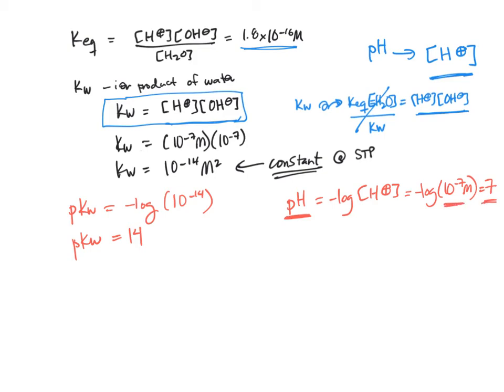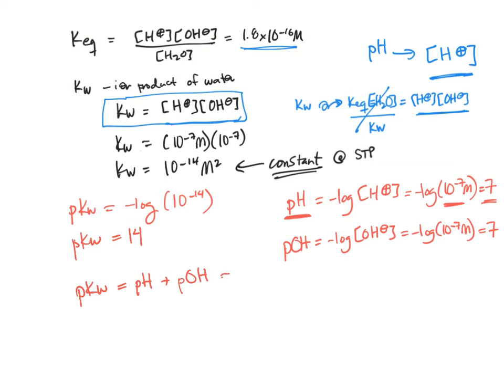The pH is 7. We can also take the pOH. We need to take the negative log of the hydroxide ion concentration, which is the negative log of 10 to the minus 7th molar. That's also equal to 7. The moral of the story here is that pKw equals pH plus pOH, and pH plus pOH always sum to 14.